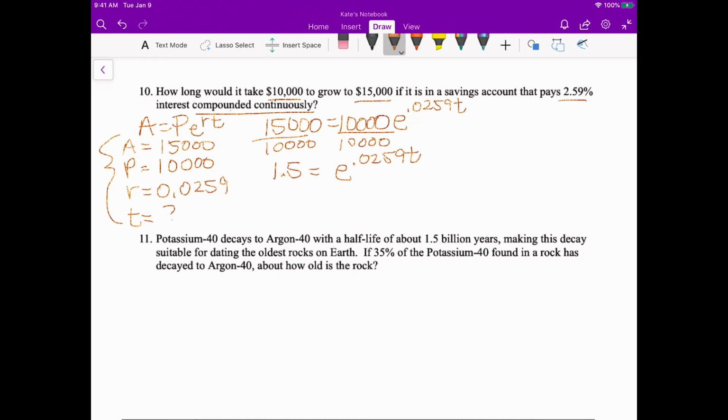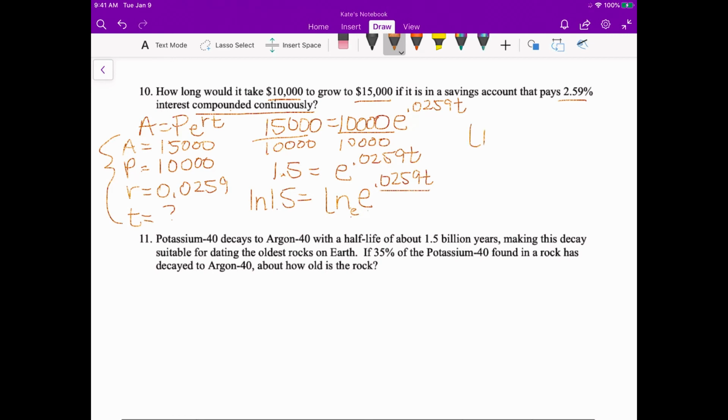So in order to solve this, I need to use a log with a base of e, which in this case is natural log. So I'm going to apply a natural log to both sides. So I end up with the natural log of 1.5 equals the natural log of e to the 0.0259t. Again, since natural log has a base e and my log base and exponential base are the same, this side will simplify to the exponent.